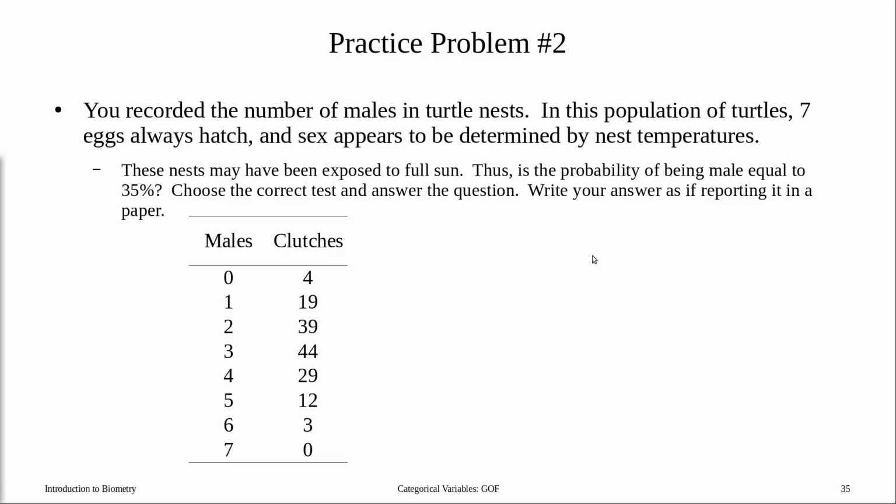So here's practice problem number 2. You recorded the number of males in turtle nests. In this population of turtles, 7 eggs always hatch, and sex appears to be determined by nest temperatures. So these nests may have been exposed to full sun. Thus, we're going to ask, is the probability of being male equal to 35%? So we're not fitting it to a Poisson anymore. We're going to fit it to a different distribution.